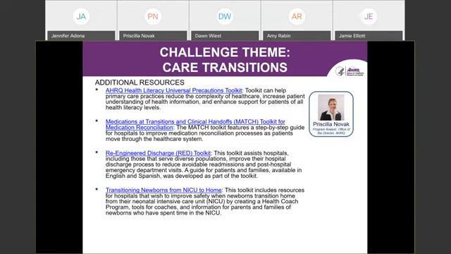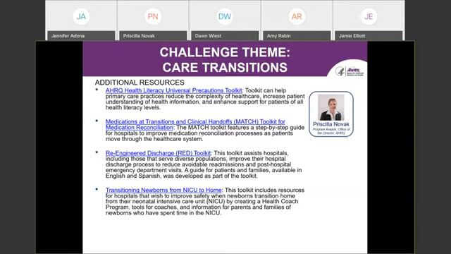So these tools cover a variety of the different specific challenges that patients might encounter in care transitions, and they're available on our website, and we would encourage you to use them if it's applicable to your project.